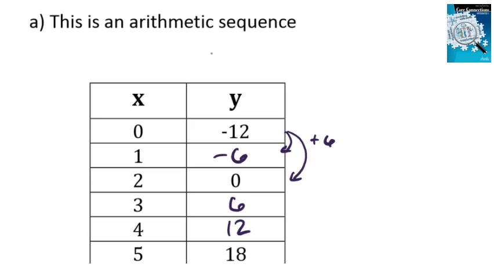And if I wanted to, it's not one of the questions, but the equation of that would be plus 6x, and then my 0th term is -12. So each time I'm adding a new 6, so as x increases, there's another 6 that's being added. So y equals 6 times x minus 12.